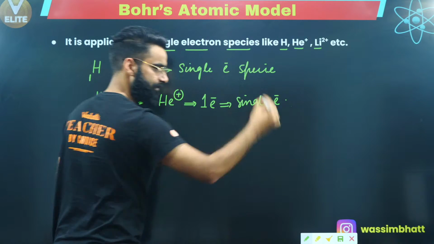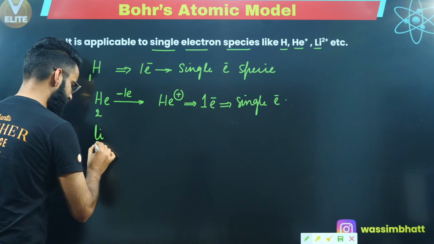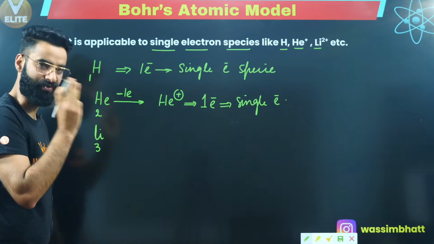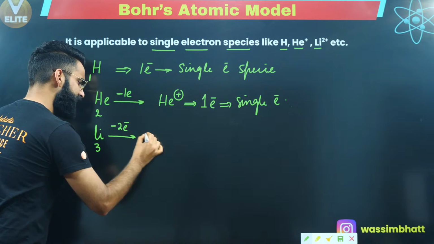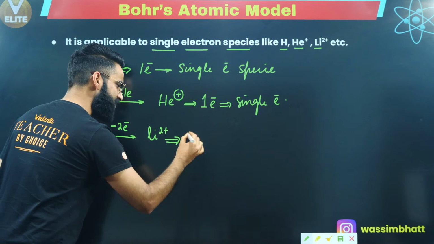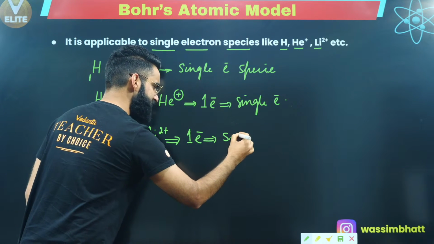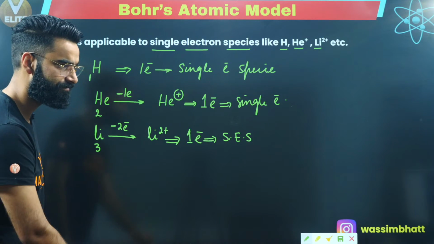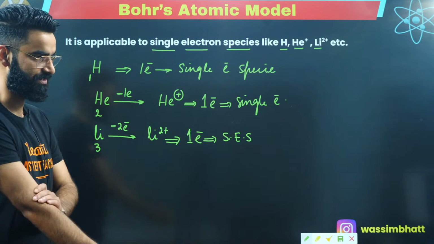Similarly, if I talk about lithium, lithium has the atomic number of 3. That means in one atom of lithium, there are 3 electrons. If I take 2 electrons out from lithium, it gets converted into Li di positive, and this Li di positive now contains just 1 electron, so I'll be calling this Li di positive a single electron species as well. I'm sure you're clear with what single electron species are.